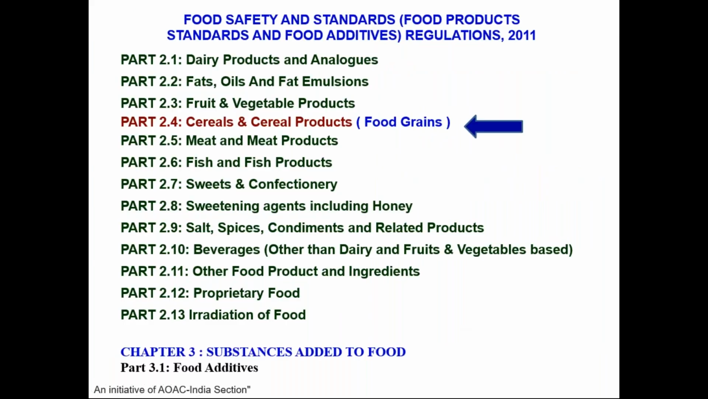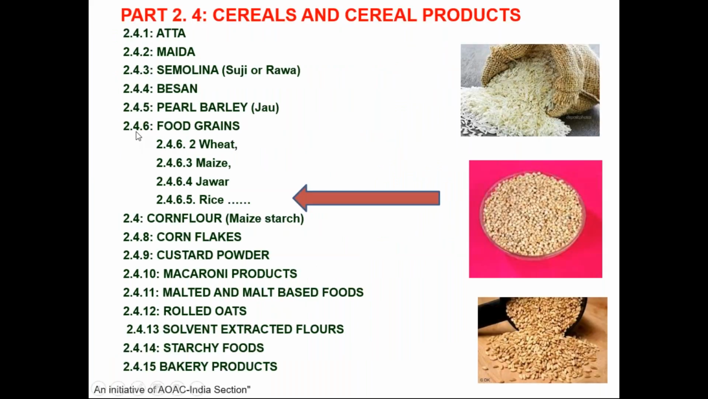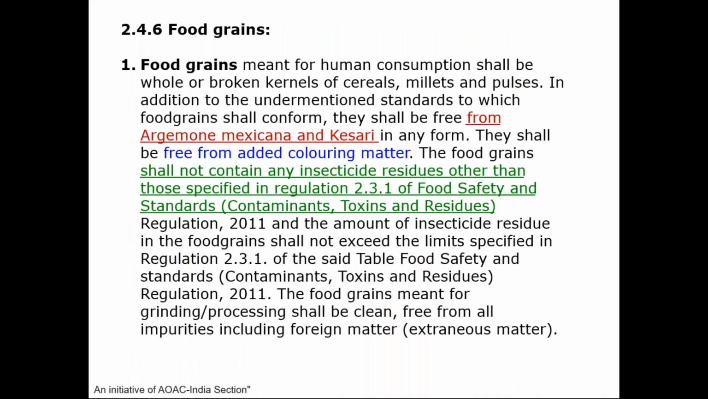Then let's look at another component of cereals and cereal products, which is the food grains. So food grains comes under the category of 2.4.6. And under these food grains comes wheat, maize, jowar, rice, etc. Now let us look at the regulation and the standard given for rice, which is 2.4.6.5. So food grains have been defined, and it says that it is meant for human consumption.